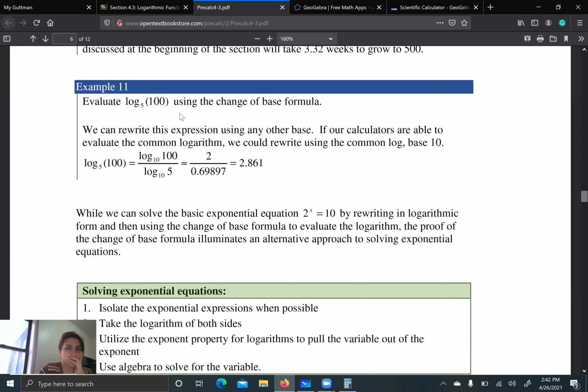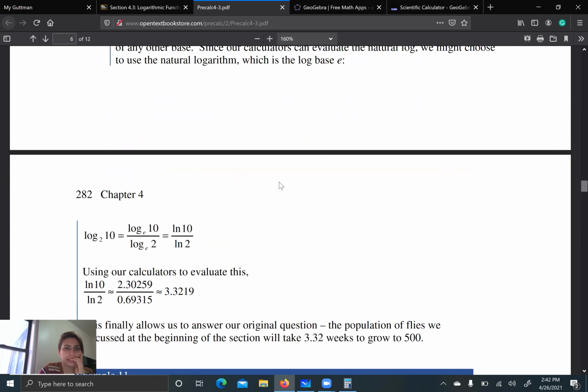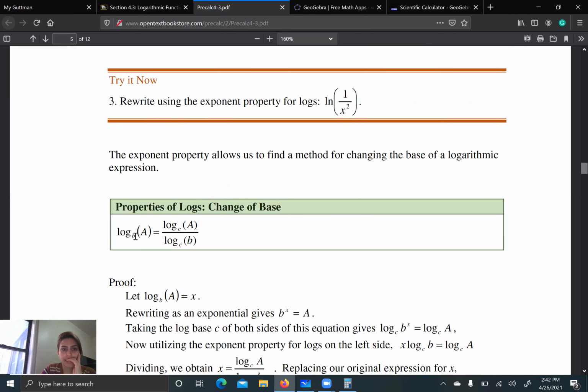For example, this property says that you can change the base. Look, the property says that you can change the base. For example, you want to calculate log of A to the base of B, right? So you can change it to another base, and then this equation gives you the relationship. So log of A to the base of B is the same as log of A to another base divided by log of B to that other base, but that base should be common.